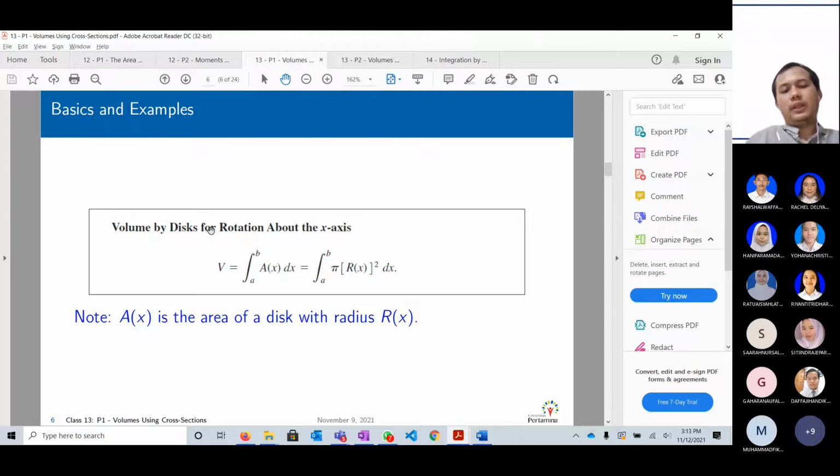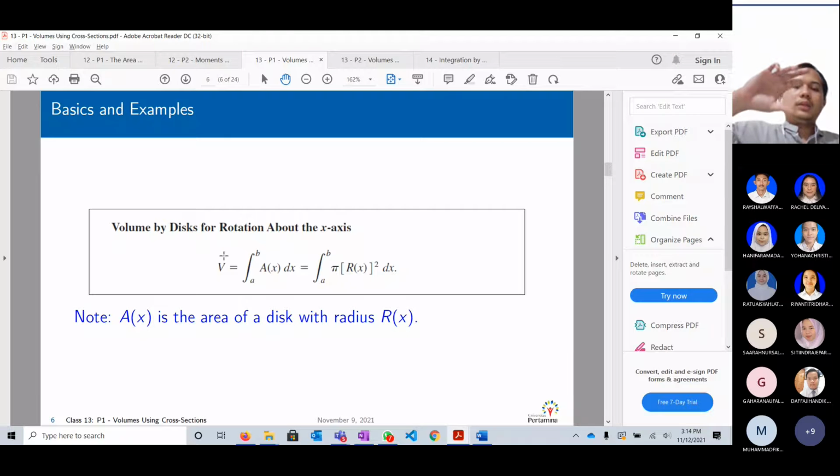Now, volume by disk rotation about x-axis. Now, we want to compute the volume, but basically we rotate the curve about the x-axis. Yeah, basically the volume remains the same. V is equal to the integral of A(x) dx. But now the area, since we use the rotation about x-axis, the area becomes pi times r squared.